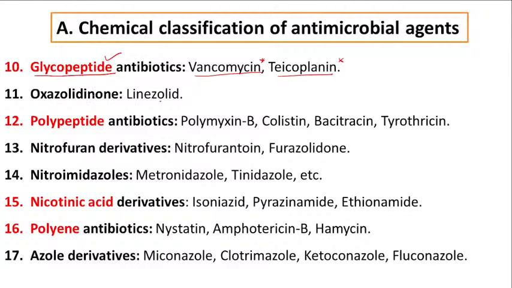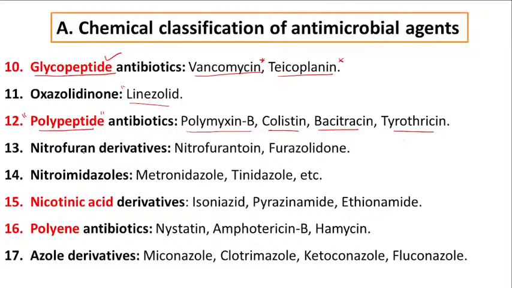Linezolid is mostly the antibiotic used for soft tissue infection, that is the main indication for this. And we'll see it's a protein synthesis inhibitor. We will talk about it. Polypeptide, yes, another highlighted category for us. Which are the polypeptides? Polypeptide antibiotics are polymyxin B, colistin, bacitracin, and tyrothricin, right? Polymyxin B, colistin, bacitracin, tyrothricin, they are polypeptide antibiotics.